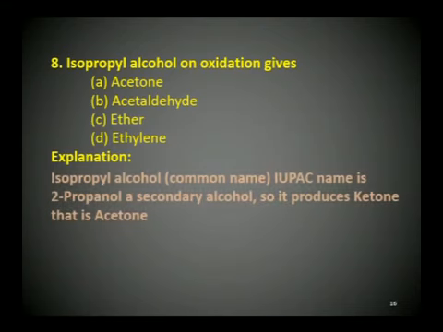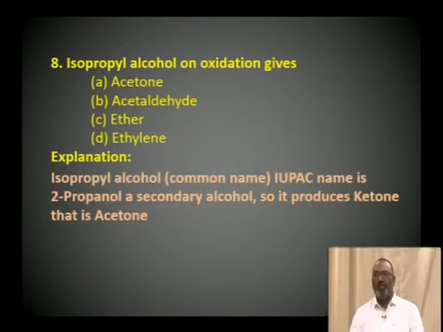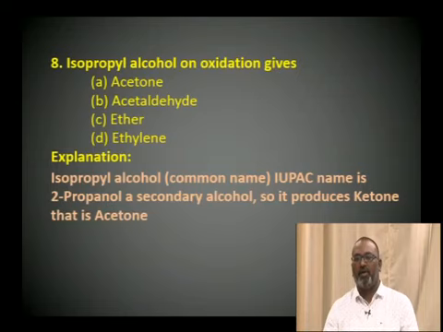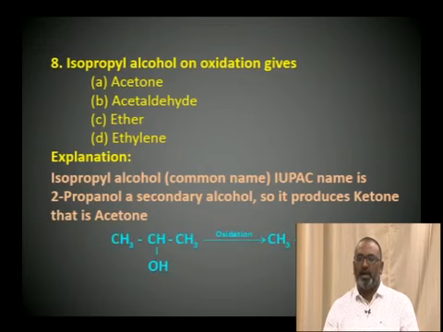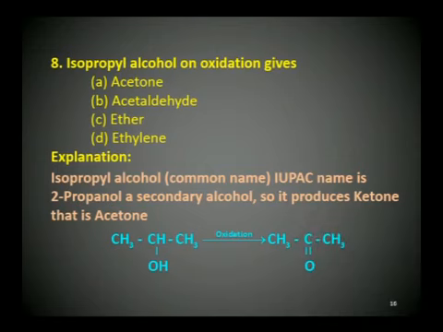So, you know that isopropyl alcohol is the common name, its IUPAC name is 2-propanol, which is a secondary alcohol. So, whenever a secondary alcohol is undergoing oxidation, we produce ketones. So, when isopropyl alcohol, that is 2-propanol, is undergoing oxidation, we produce CH3COCH3, which is acetone, and here the answer is A.